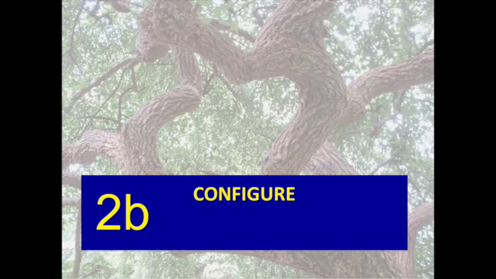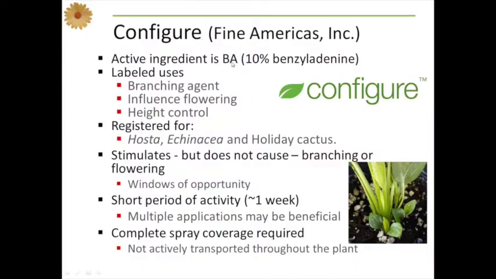So let's talk about Configure. Configure is a Fine Americas product. It's the benzoadenine. It's now out there as a 10% product, and it has labeled uses, particularly as a branching agent. Registered for hosta and holiday cactus. Those were uses that were very long-term, old uses in floriculture. And then we looked at a few other crops that would fit on that label.